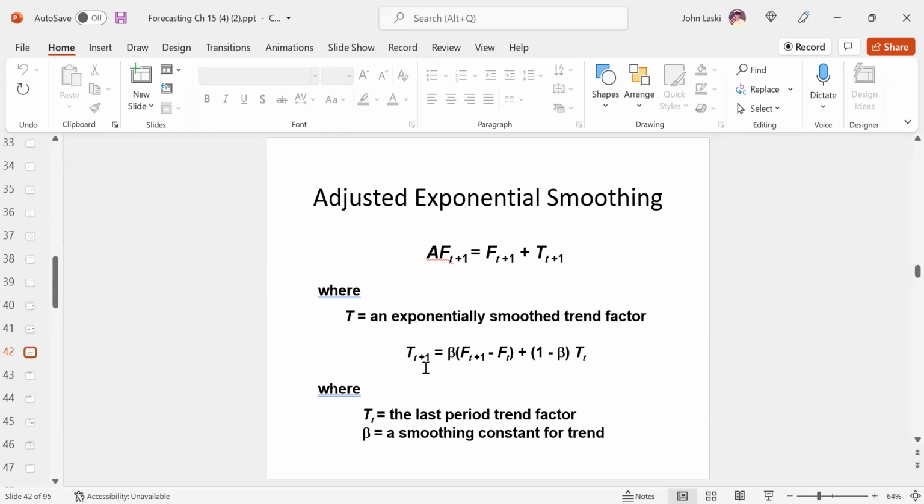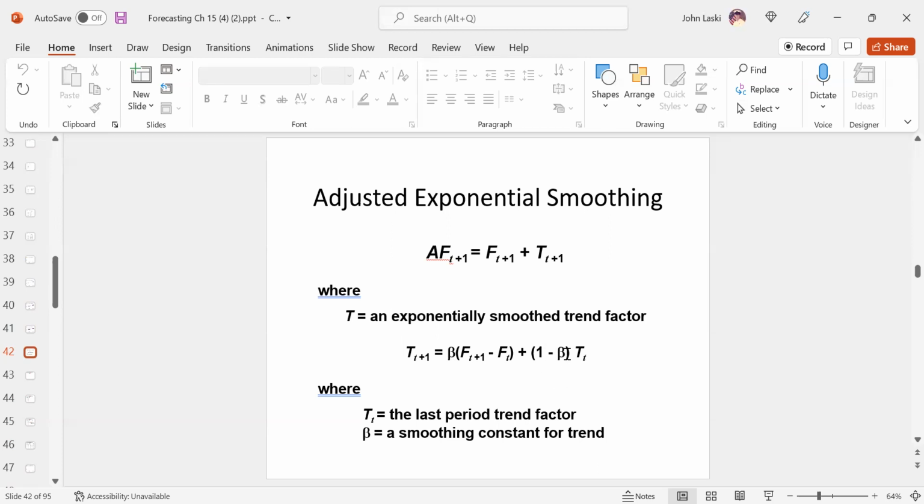So much like getting the next period forecast, we're getting the next period trend, which is done by beta, this weighting factor, beta times the difference between F sub t and F sub t plus 1. In other words, the difference between the most recent forecast and the next most recent forecast. So if F sub t is 1, t plus 1 is 2. The difference between the forecast at time 1 and time 2, net the difference, multiply it times beta.